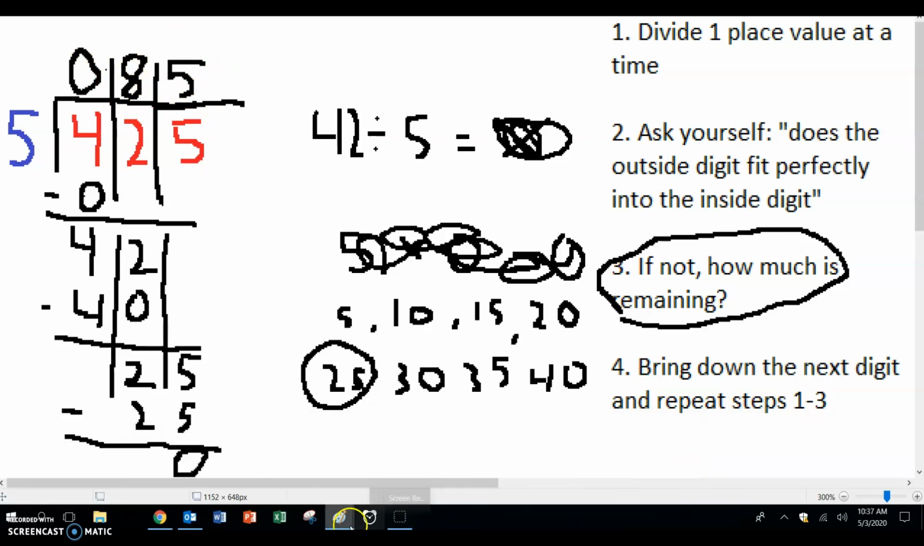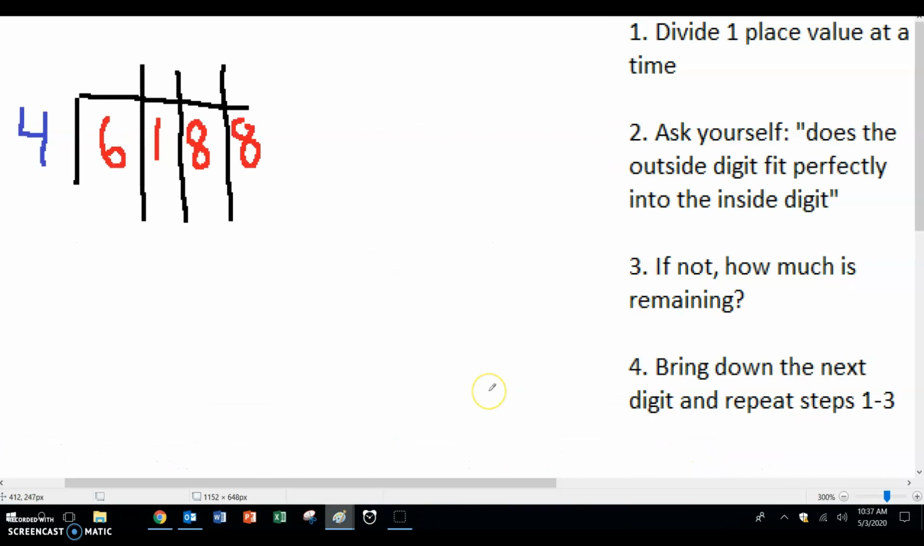Last but not least, we are now going to look at a division problem with a dividend of 4 digits. 6,188 divided by 4. Step 1, we take it one place value at a time. We are left with 6 divided by 4. Let's ask ourselves, does 4 fit perfectly into 6? Let's see. Let's skip count by 4. 4, 8, and we're already over, which means the closest we can get to 6, skip counting by 4, is 4. In other words, 4 times 1 is 4.